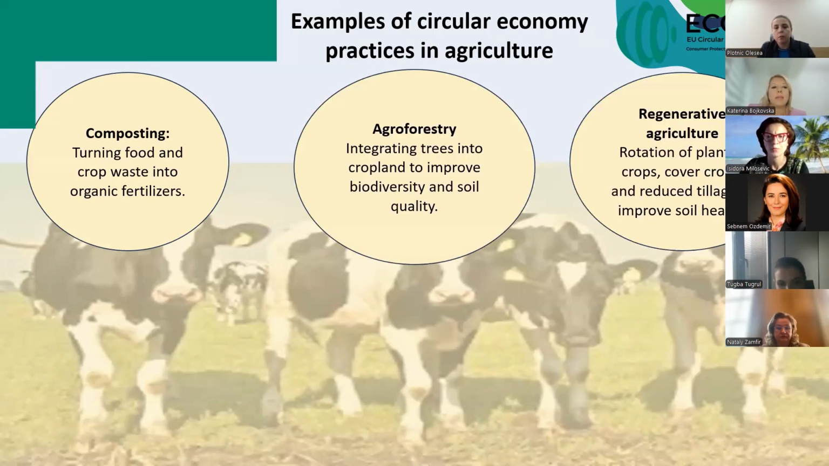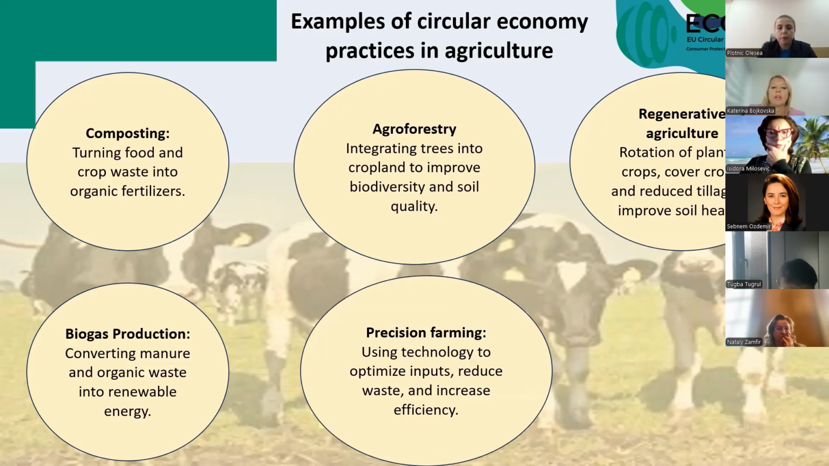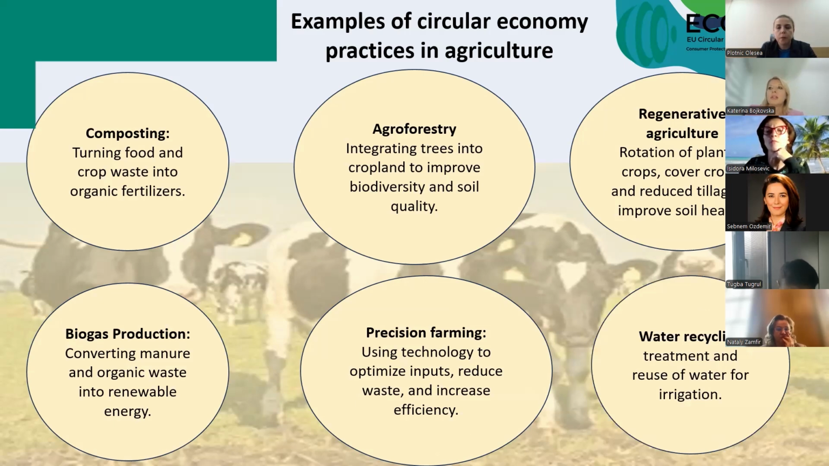First example is composting, or turning food and crop waste into organic fertilizers. After that is agroforestry, integrating trees into cropland to improve biodiversity and soil quality; regenerative agriculture, rotation of planted crops, cover crops, and reduced tillage to improve soil health; biogas production, converting manure and organic waste into renewable energy; precision farming, using technology to optimize inputs, reduce waste, and increase efficiency; and water recycling, treatment, and reuse of water for irrigation.